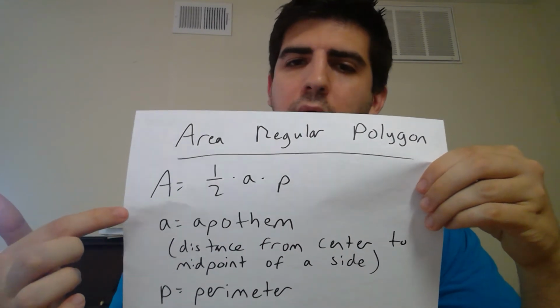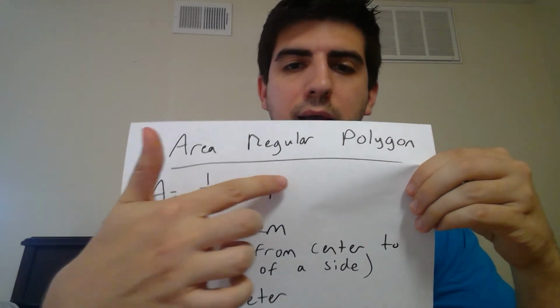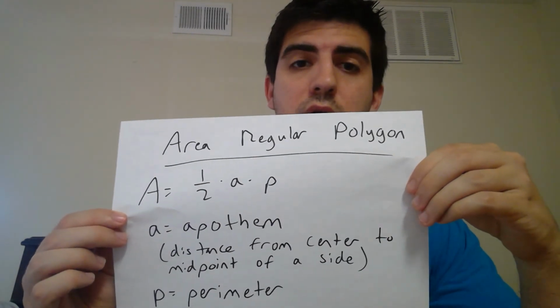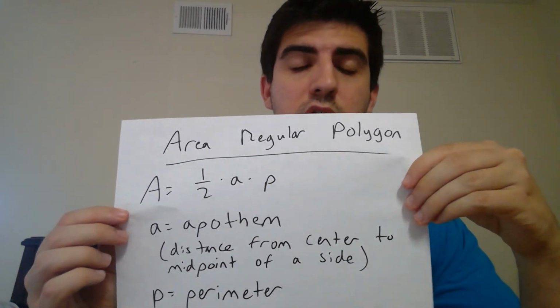Again, the formula is A, where A means area, equals 1/2 a times P. And we're just going to use that on all the problems. So in the next video, you'll be seeing me do some problems on the worksheet.